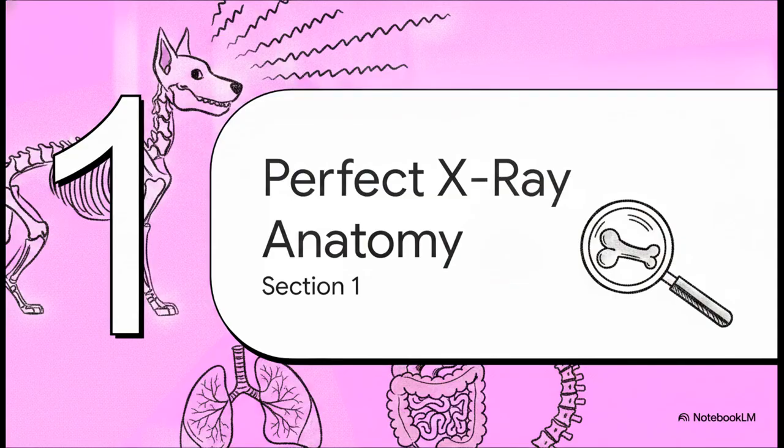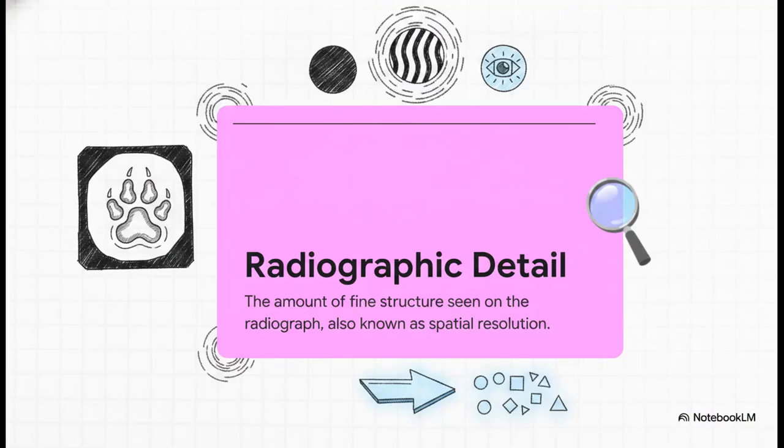Anatomy of a perfect X-ray. So, the primary goal of any radiograph is obtaining as much diagnostic information as possible about a patient's internal structures, right? Because if the image isn't clear, the vet literally cannot make a diagnosis. It is as simple as that. To achieve that goal, our ultimate baseline metric for success is what we call radiographic detail. You might also hear it called recorded detail, or if you're in the digital world, spatial resolution. Ultimately, this is just the amount of fine structure you can physically see on the image.